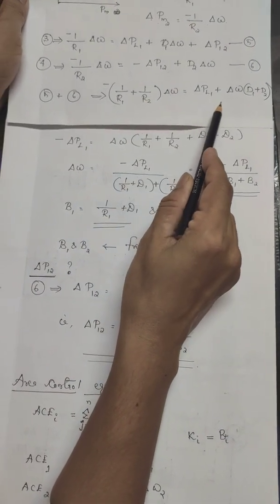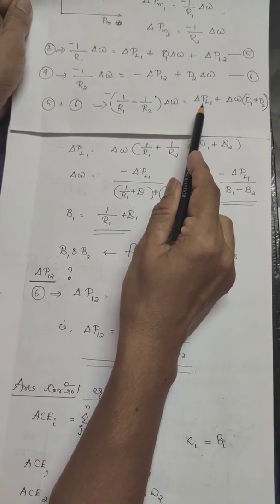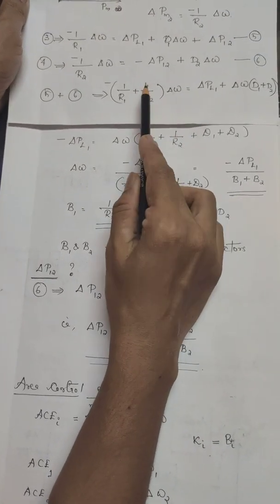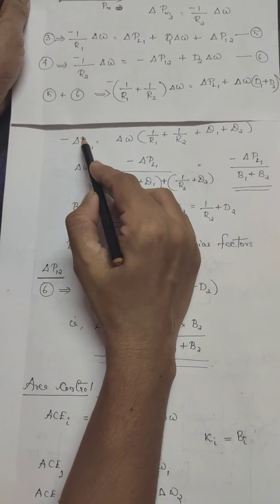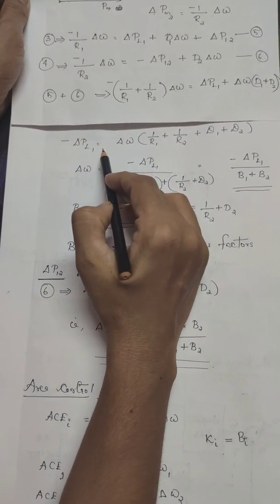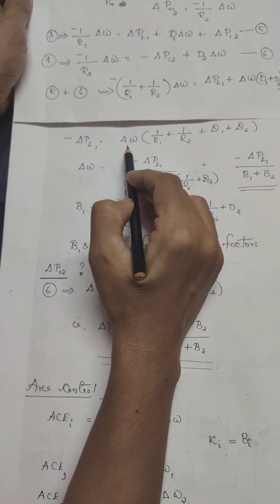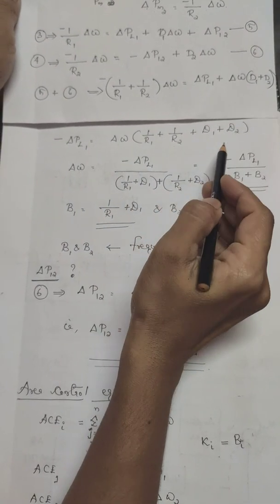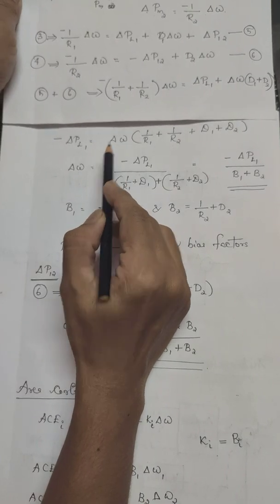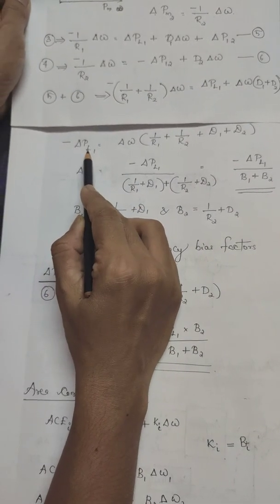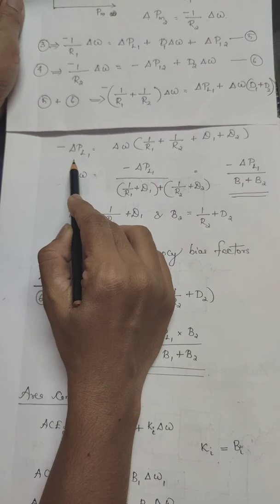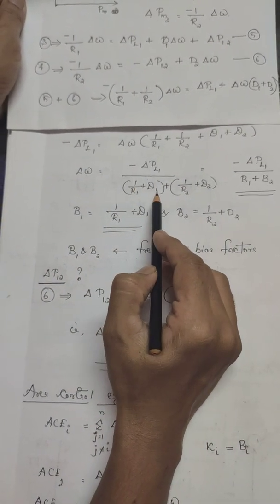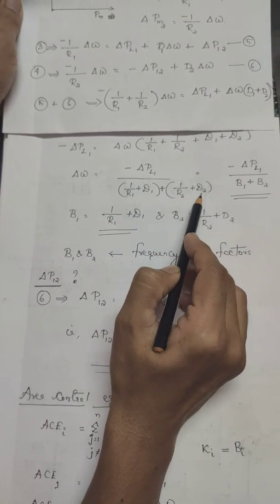From this equation, if we take delta PL1 to the left hand side, this can be written as minus delta PL1 is equal to delta omega into 1 by R1 plus 1 by R2 plus D1 plus D2. So we can write delta omega as minus delta PL1 divided by this term. I am rearranging this term as 1 by R1 plus D1 plus 1 by R2 plus D2.